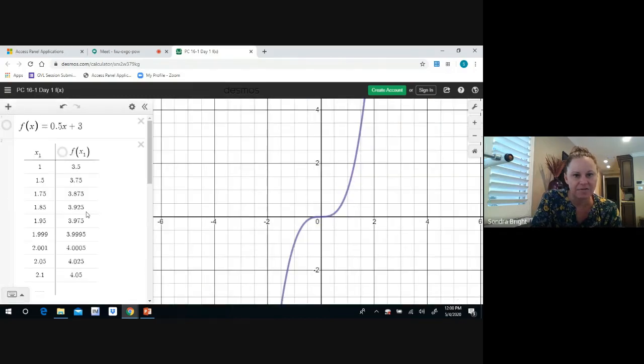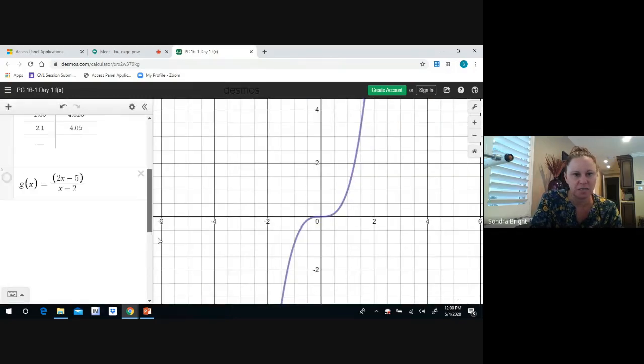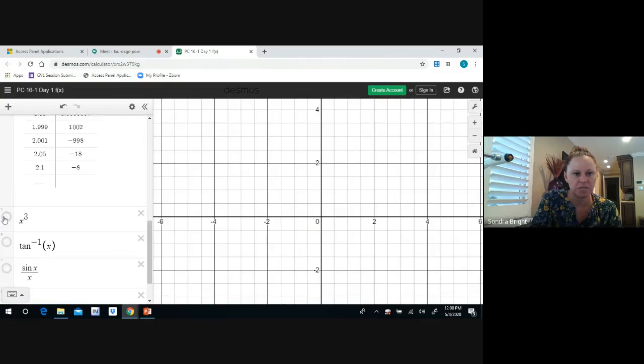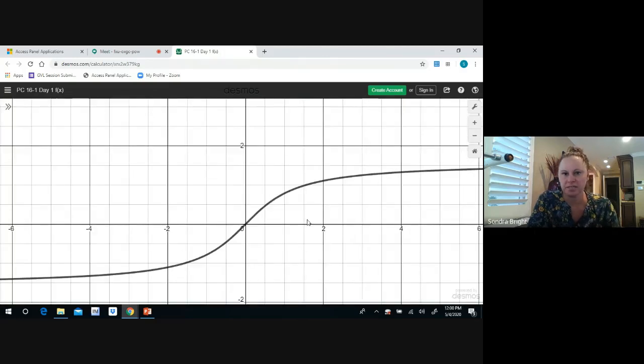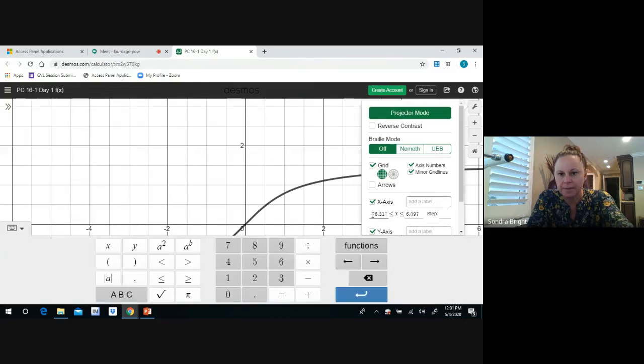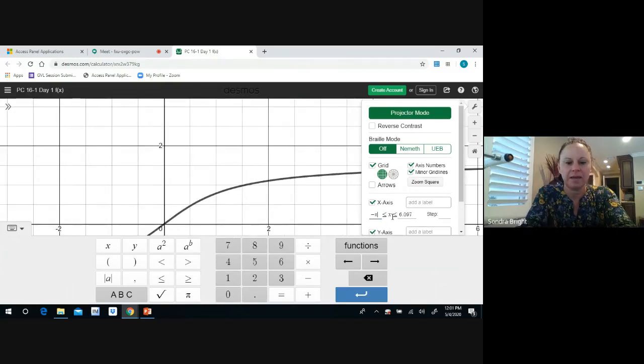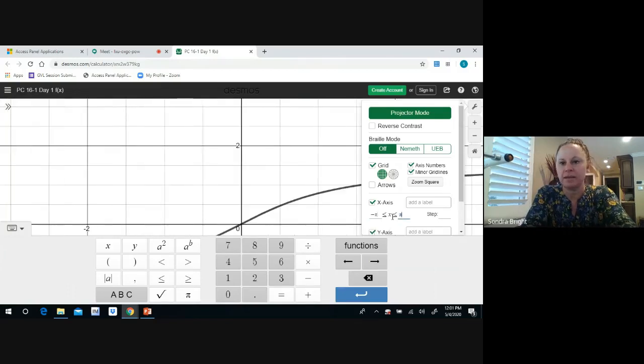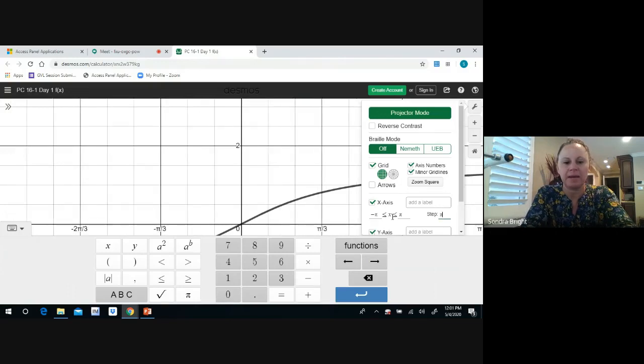All right, let's look at inverse tangent as well. So I'm going to erase this one. Let's go to inverse tangent. Here's the graph of inverse tangent. Maybe I should change that to radians, and your y-axis should go from, instead of integers, how about from negative pi to pi, and my step will be pi over 4.